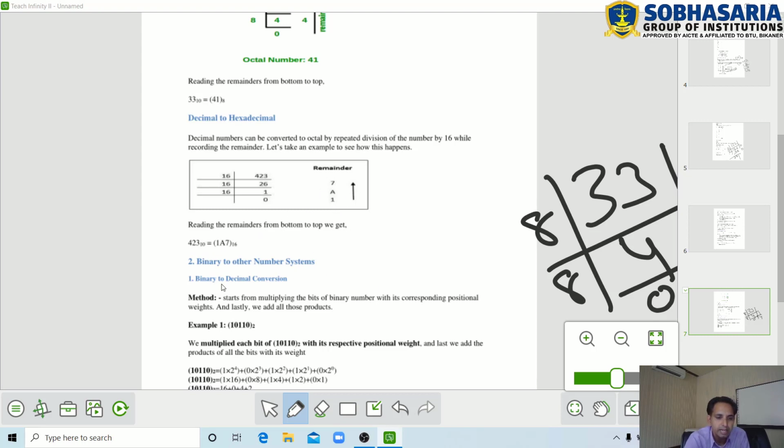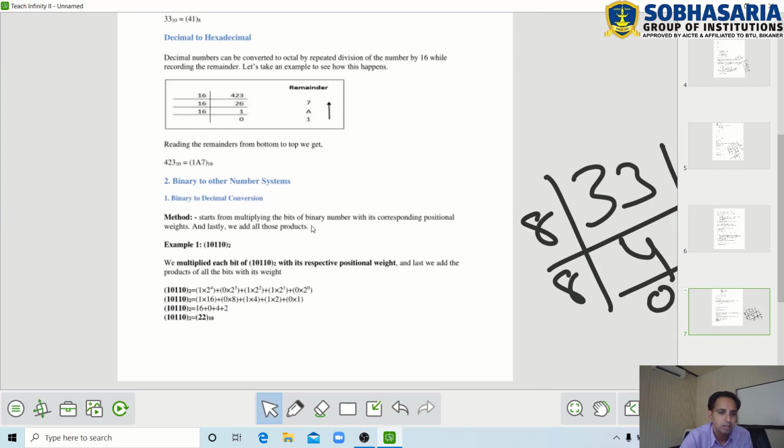Now second is binary to another number system. First is binary to decimal. In this method, we multiply the bits of the binary number with the corresponding positional weights, and lastly we add all these products.